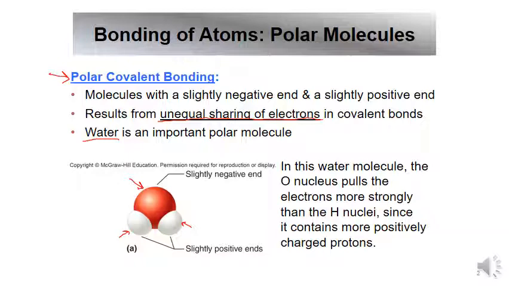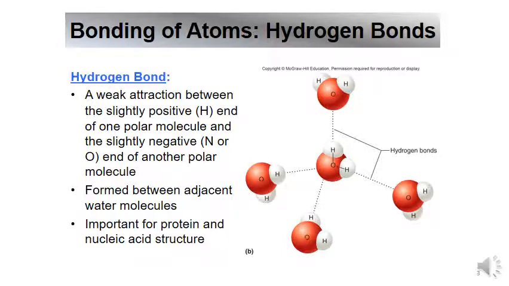And so this is what this writing is saying here. In this water molecule, the oxygen's nucleus pulls electrons more strongly than the hydrogen's nuclei. Nuclei just means the plural of nucleus. And so water ends up being a polar covalent bond. Okay, so because it's a polar covalent bond, what happens is the oxygen's part of the water molecule ends up being more negative. Hydrogens are more positive because, again, oxygen attracted more electrons towards itself.